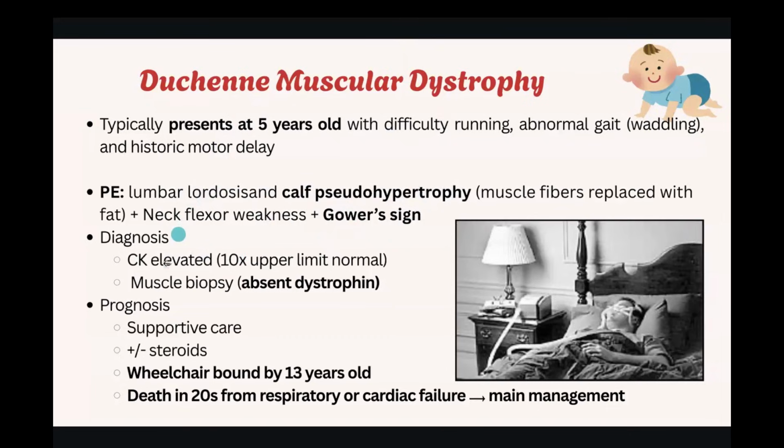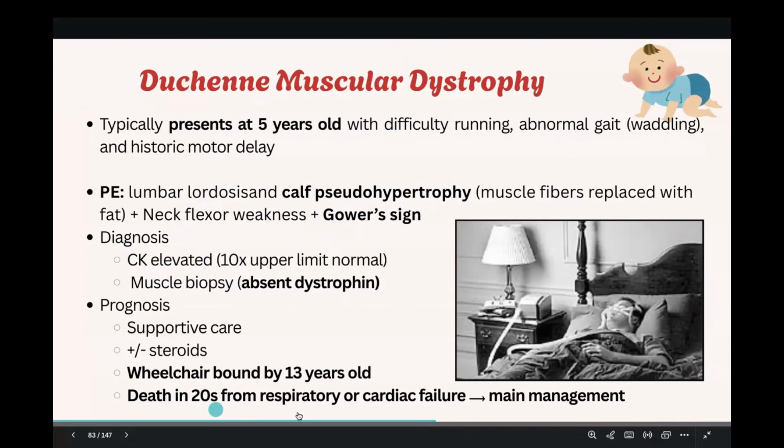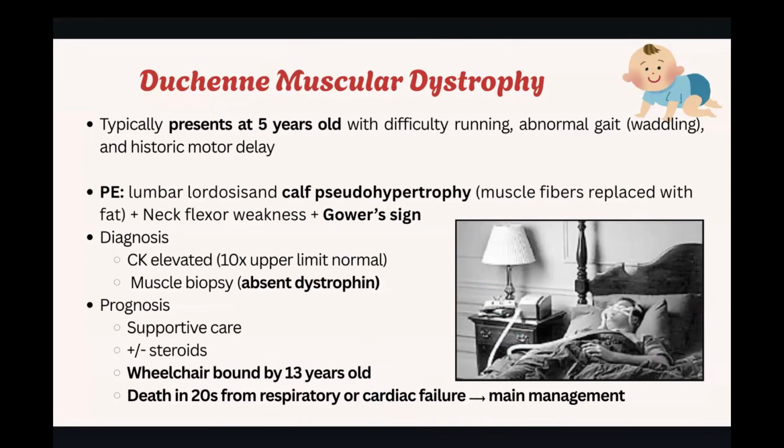For diagnosis, we said we're going to do CK, and it's going to be very highly elevated. On muscle biopsy, we have absent dystrophin. Now, these patients, because of the severity of this disease, they usually die in their 20s because of respiratory or cardiac failure. This is very important to understand. So why do these patients most likely die? Because of the respiratory or cardiac failure. So when I have a patient with this disease, what is my main goal? I need to manage his respiratory and cardiac symptoms in order to delay their failure as much as possible.